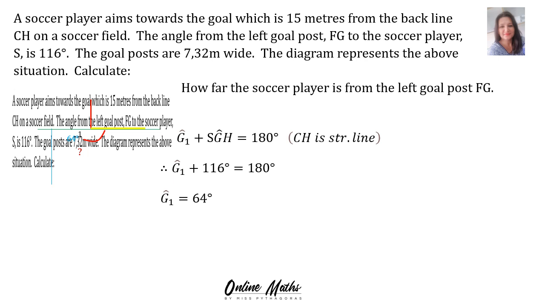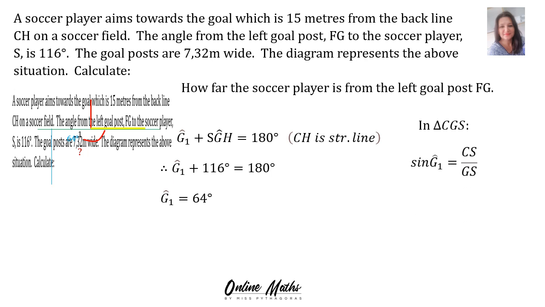Again, what was the question? The question was, we need to find the size, or the length rather, of SG. How far the soccer player is from the left goal post, FG. Now, can you see that we are working in the right angle triangle CGS? And when we're working in a right angle triangle, we use normal sine, cos and tan.